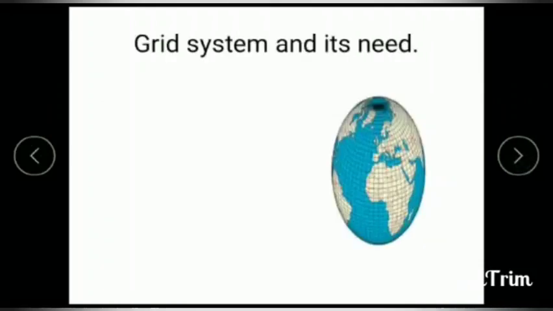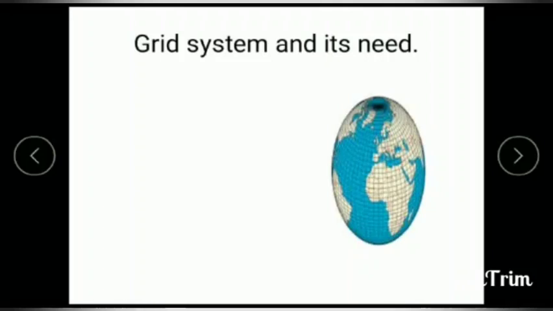Now let's start the new topic, that is grid system and its need. Now what is grid system? As you can see in the picture, there are many lines, vertical or horizontal, which intersect at points and form a network of lines. This network of lines is called the grid system.